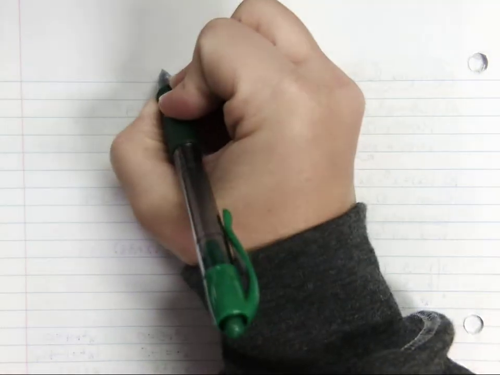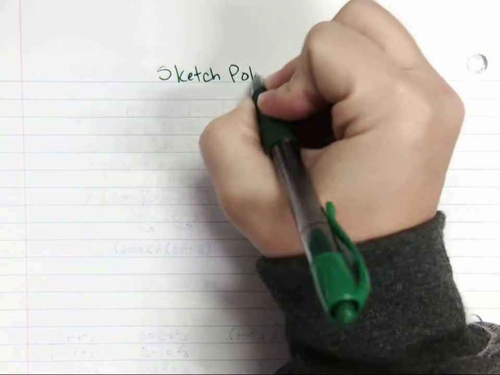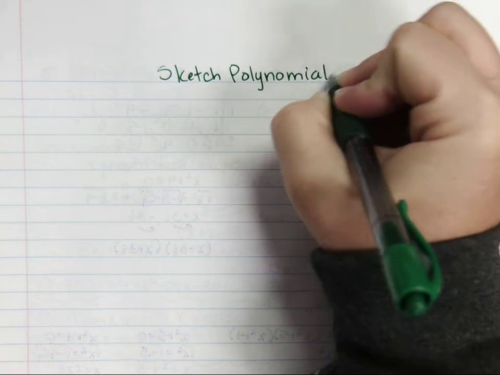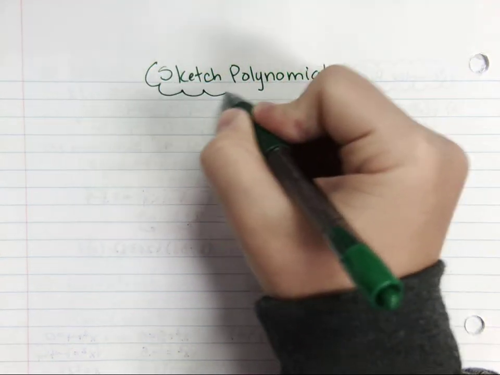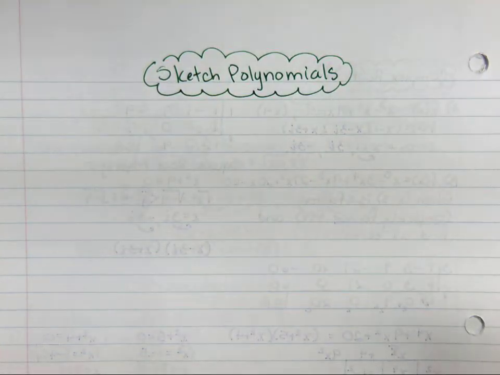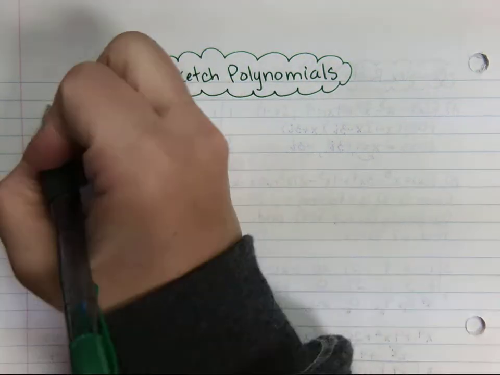Now that we've been looking at how to factor and find zeros, we're going to talk about how to sketch polynomials. So right now, let's label our notes. Just label it sketch polynomials. And the polynomials that we are going to sketch today are going to already be factored. So there's a few things we need to know about how to sketch polynomials.